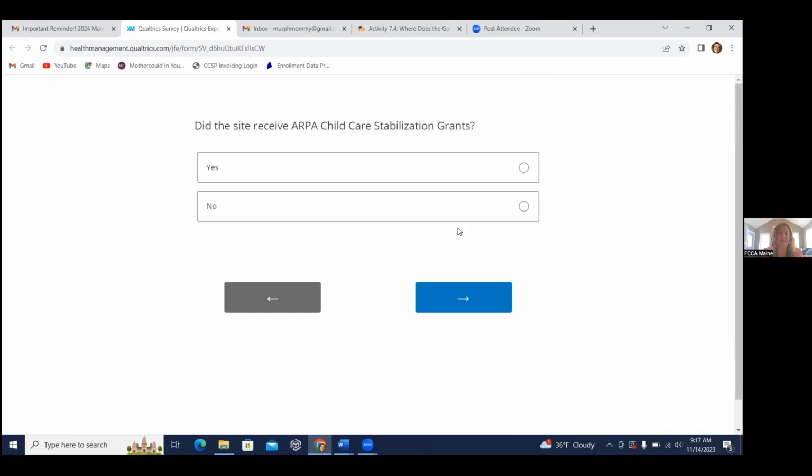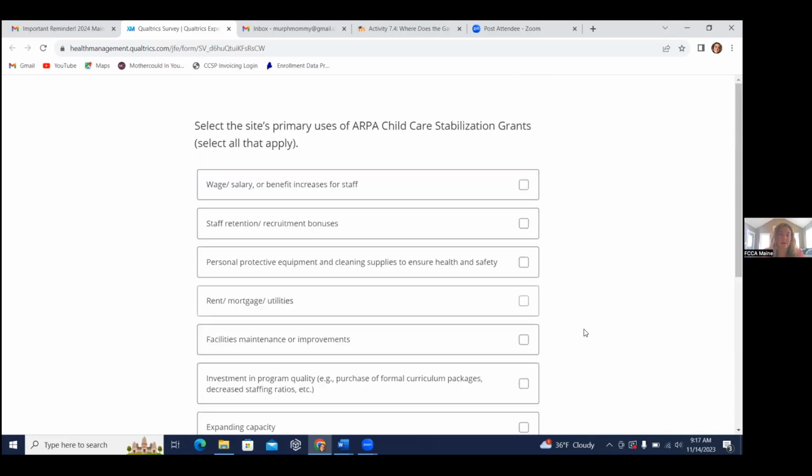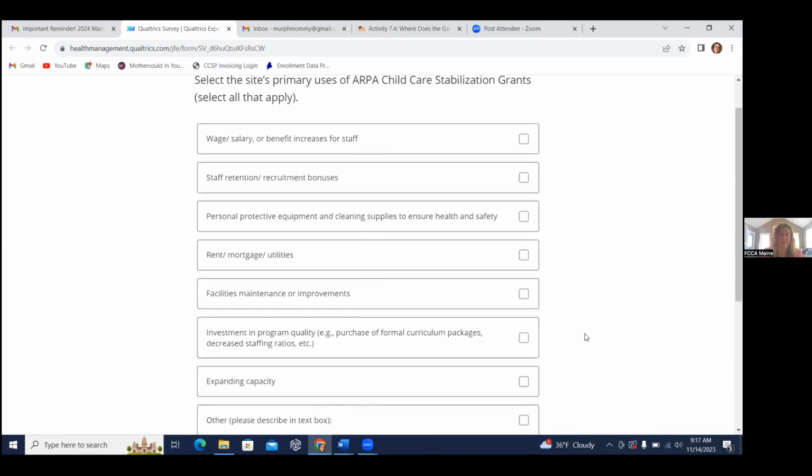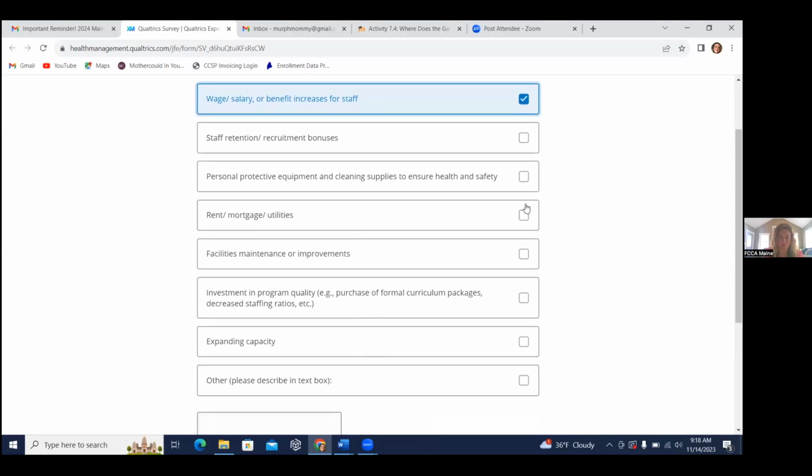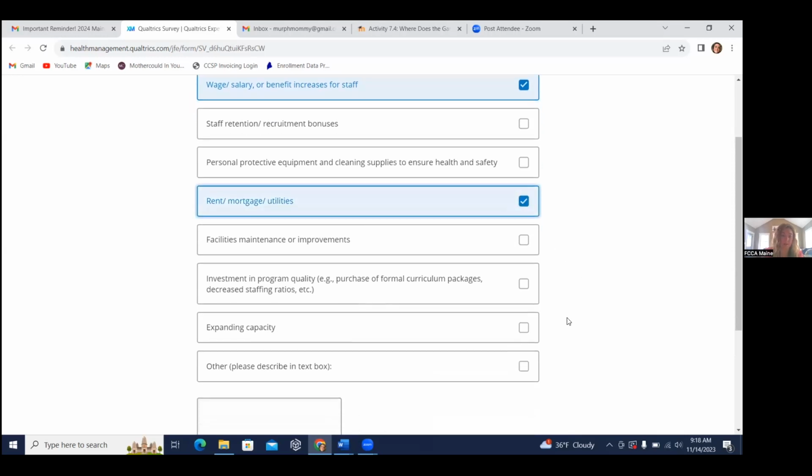Did this site receive ARPA childcare stabilization grants? Yes. Select the primary uses. So this is what did you use your grants on? Some of the things are wage and salary, staff retention, personal protective equipment, rent, mortgage, utilities, expanding capacity, which in family childcare you can only go to 12, but these are also filled out by centers. So I'm going to pick wage and benefit increases for staff, and we'll do rent, mortgage, and utilities. I bet a lot of people did that too.